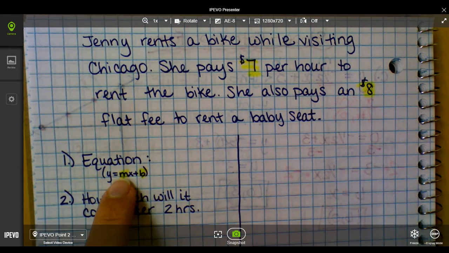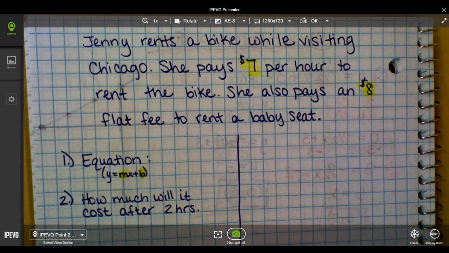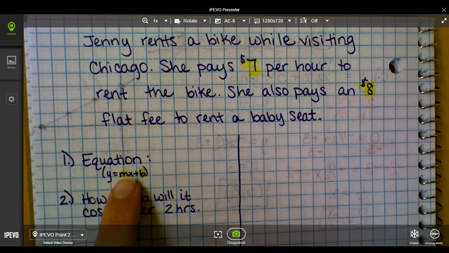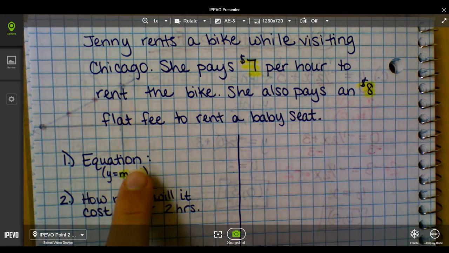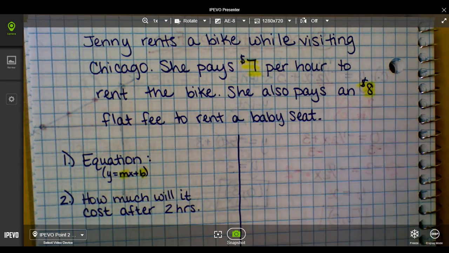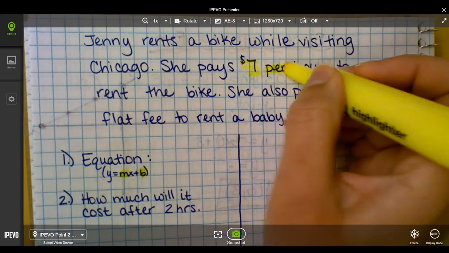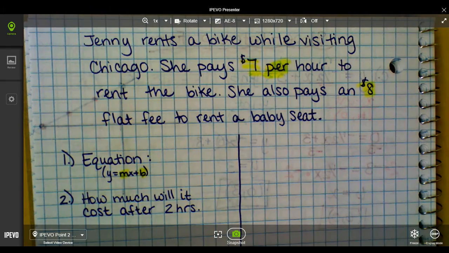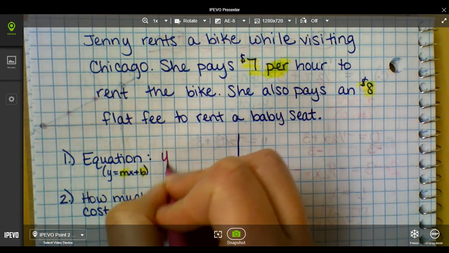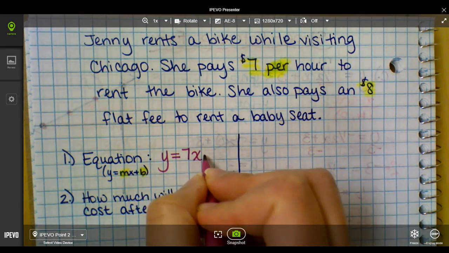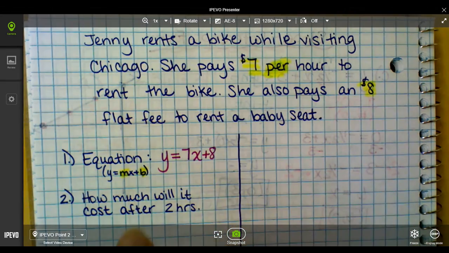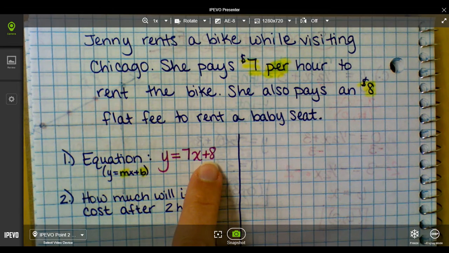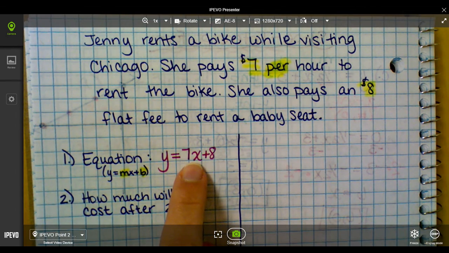So whenever you're multiplying this M by the X, that means it's a repeated charge. So if she rents the bike for 1 hour, she's paying so much. If she rents the bike for 2 hours, then she's paying so much. So you are really looking for this word to determine what your slope is going to be. Whenever you see per, that's a repeated charge. So your equation for this one should be y equals 7x plus 8. And that 8 is just that one-time flat fee, so it doesn't get multiplied over and over again.